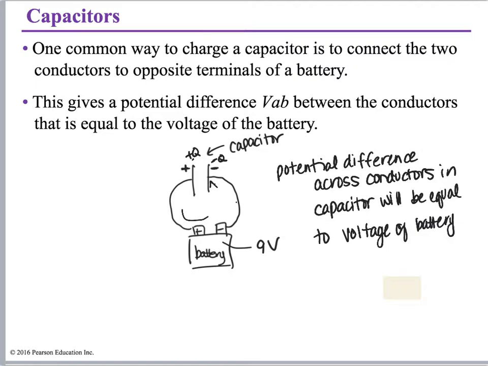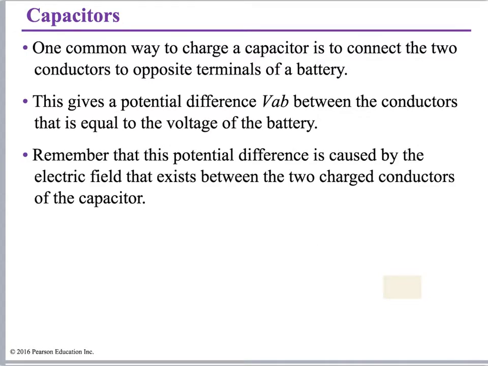And so in a sense here, if we say this is A and this is B, VAB of the battery is going to be equal to 9 volts here. This is for the capacitor. And so that's how it gets that potential difference and how it gets charged up. And then, of course, because they have that charge, because on one plate there's a positive charge, and in another plate there's a negative charge, this is going to create an electric field, and then, of course, that's why there's a potential difference across the two plates.